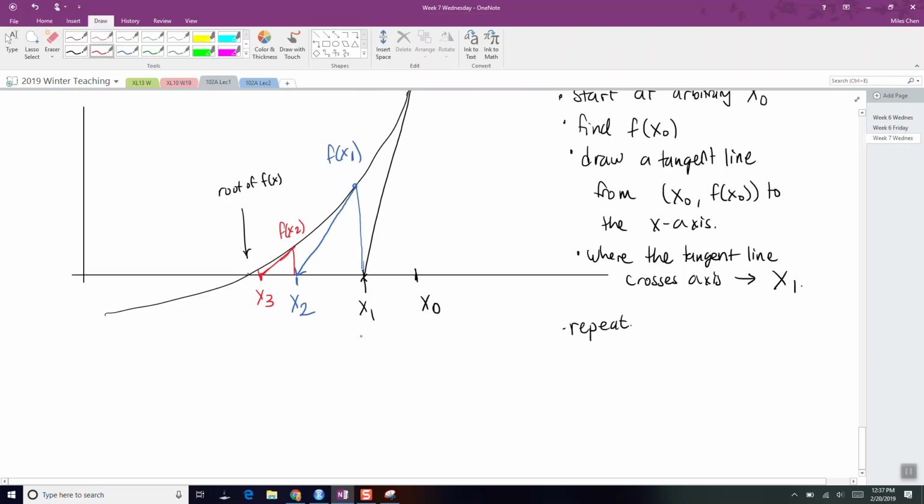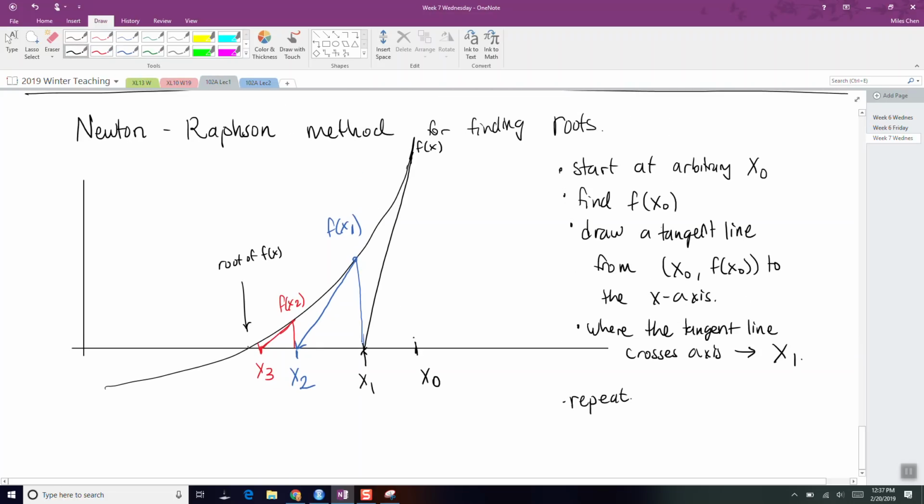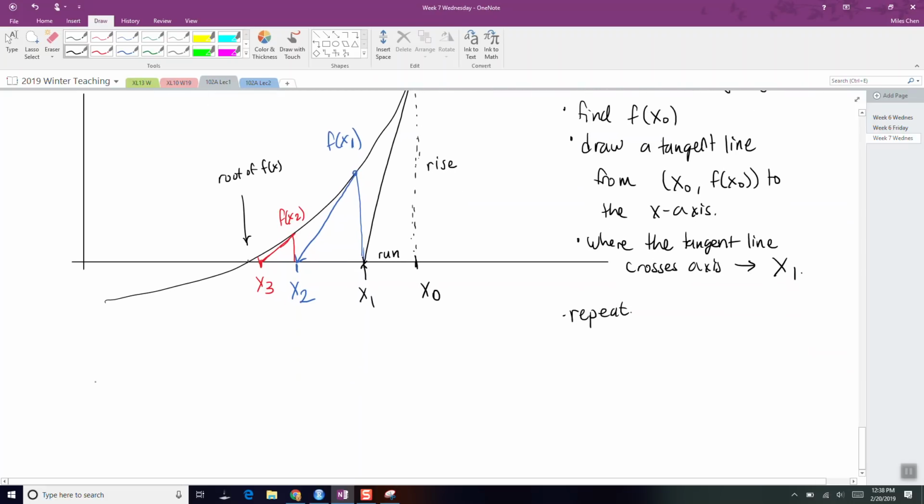Now, how can we come up with a simple equation for finding x1, or the next iteration? Let's take a closer look at what this looks like. Basically what I need to know is my run over here. I've got rise and I've got run, and so far we can say the next iteration is going to be equal to the current value minus the length of the run. So what is going to be the length of the run?